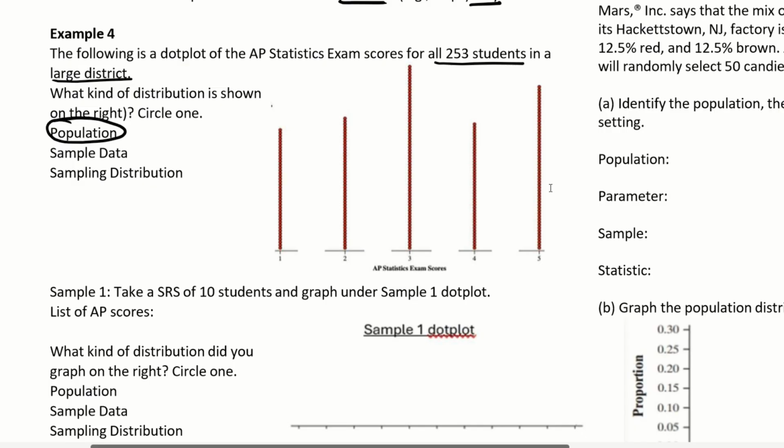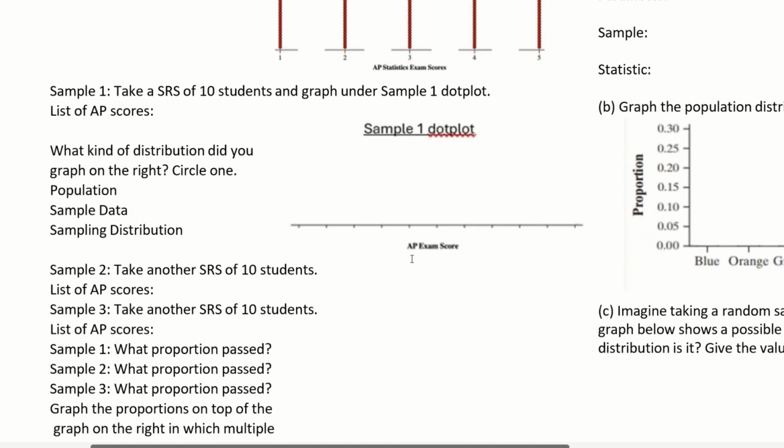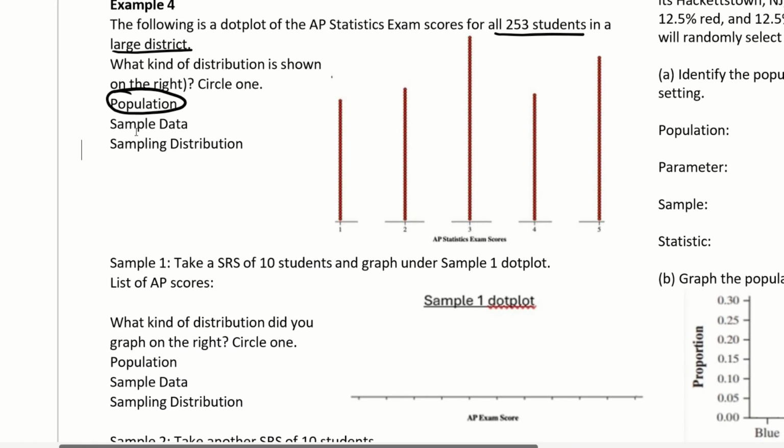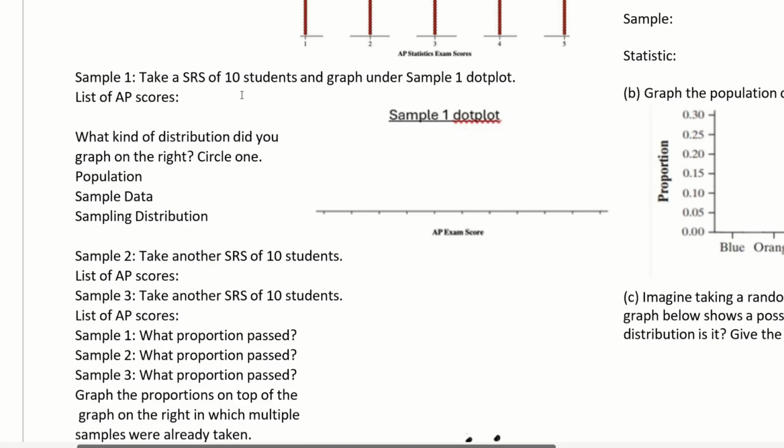So that's that. Now, let's just suppose we take a sample from the 253 students. Sample 1 is a simple random sample of 10 students, and we're going to graph them in a dot plot. So we're going to show you how to run through this process.